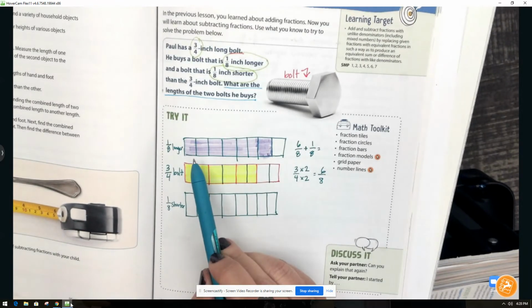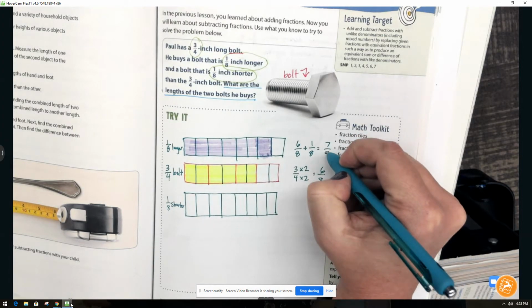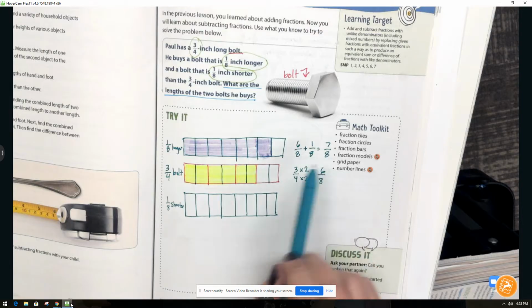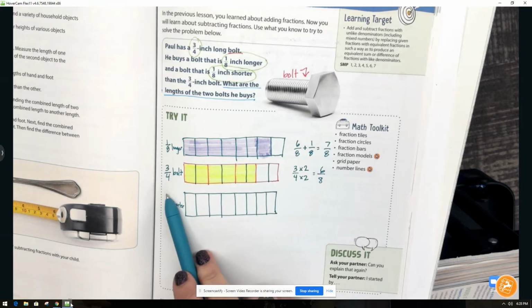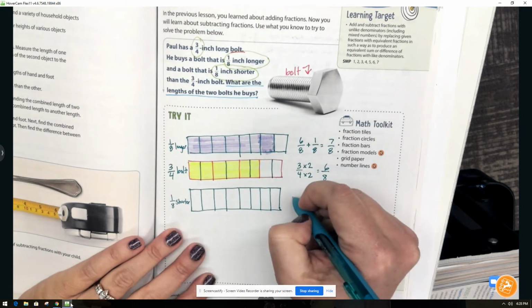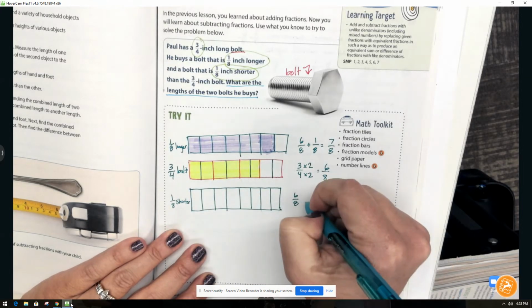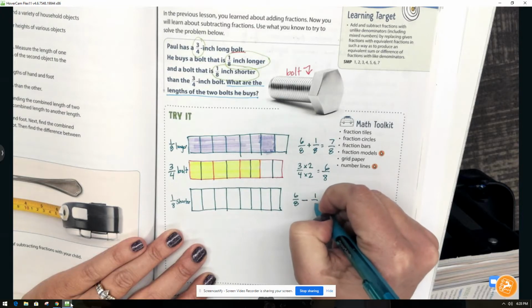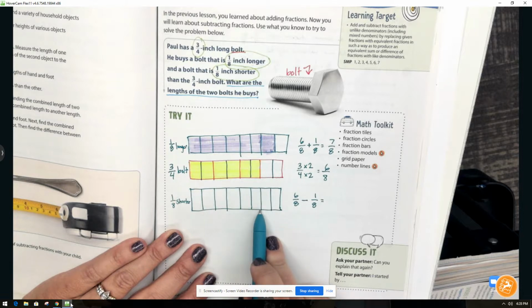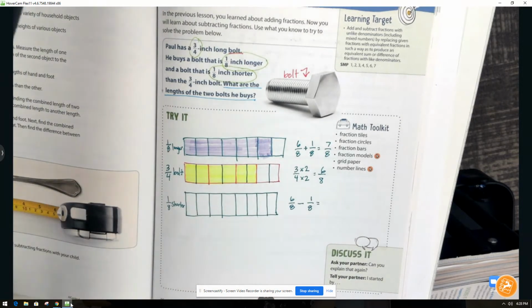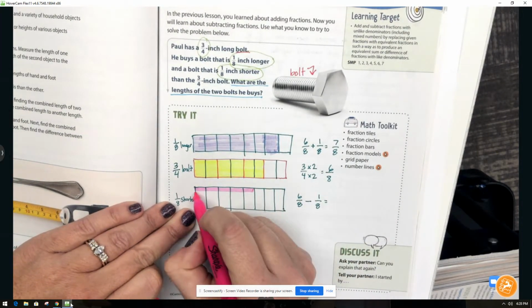And now let's see how many we have all together. 1, 2, 3, 4, 5, 6, 7. 7/8. So the bolt 1/8 of an inch longer is 7/8 of an inch. Now, if I want to do one that is 1/8 of an inch shorter, we'll start with our 6/8. This time we're going to subtract 1/8 from 6/8. So if we have 6/8, which is here, and we take 1 away, then we're going to highlight 1 less than 6, which takes us all the way to there.